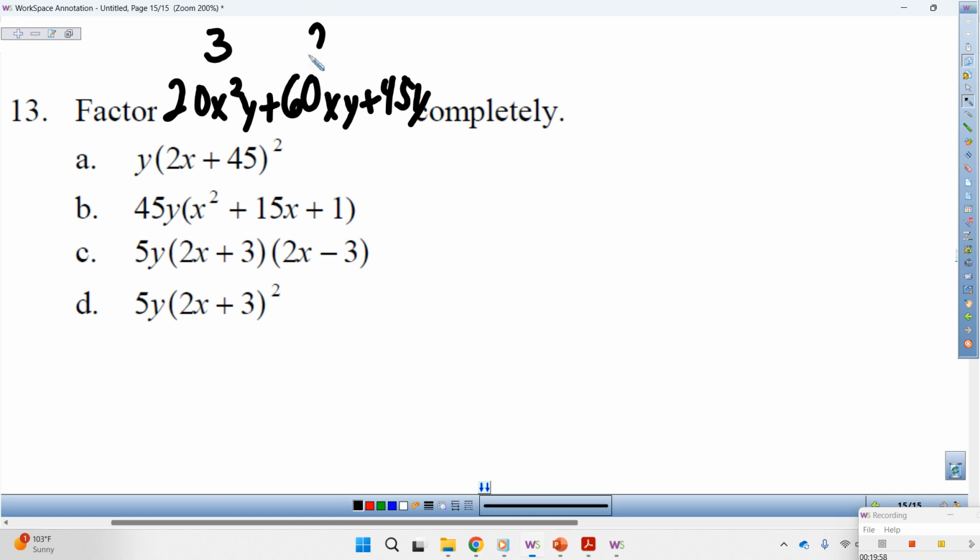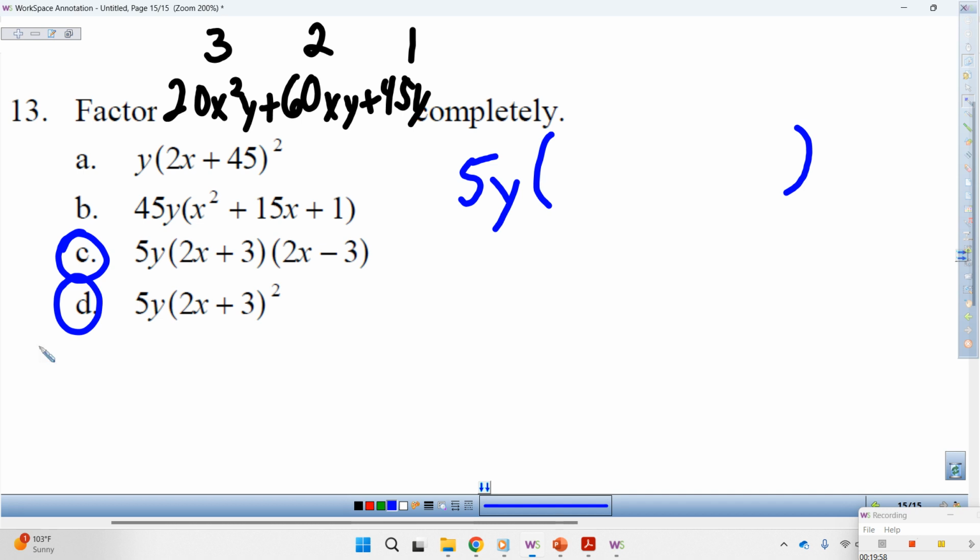Degrees. This is third degree, second degree, first degree. Standard form, yes. GCF. What number divides 20 that divides 60 that divides 45? Five? Okay. What else does each of these have in common? A Y. That is correct. That's my GCF. So far, the ones that have 5Y as GCF is C and D. Let's see if we get it right. So what's left? This becomes 4x squared. This becomes 15. Oh, no, my bad. What number times 5 gives us 60? That's 12x. And lastly, 45 divided by 5 is 9.